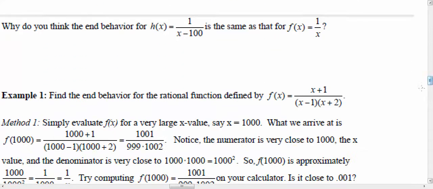So why do I think the end behavior of 1 over x minus 100 is the same as f of x equals 1 over x? Well, when you're talking about positive infinity, where you're letting x go to really, really large numbers, or really, really small numbers like negative infinity, the minus 100 basically can be disregarded. So h of x is approximately equal to 1 over x, and f of x is equal to 1 over x. They're the same function when we're talking about x being really extreme numbers.